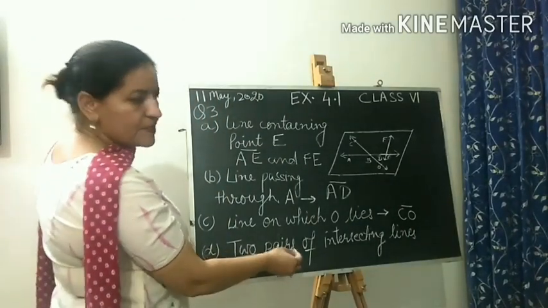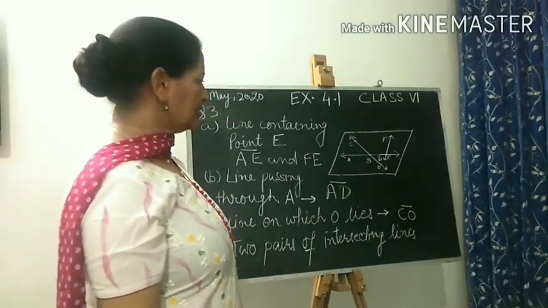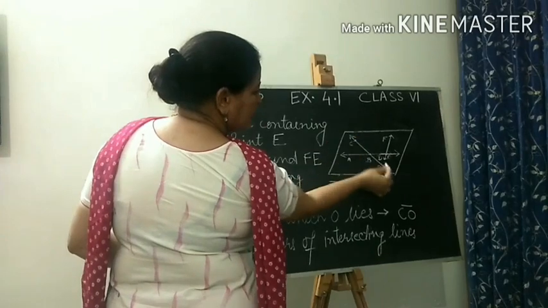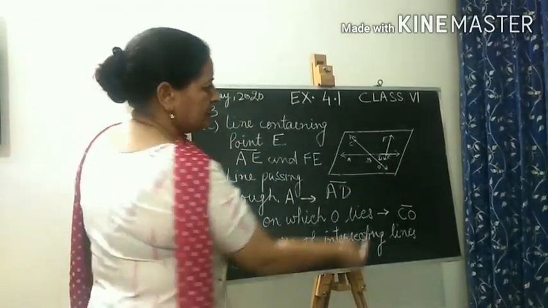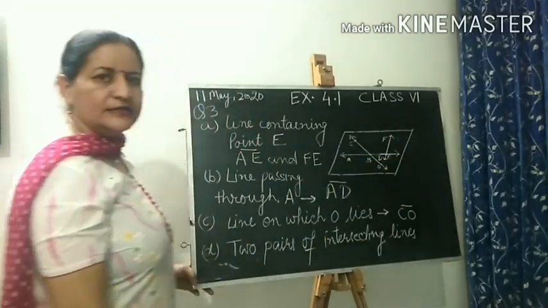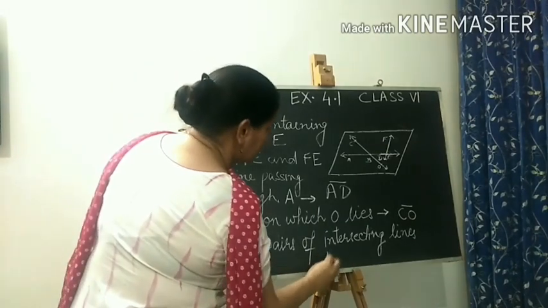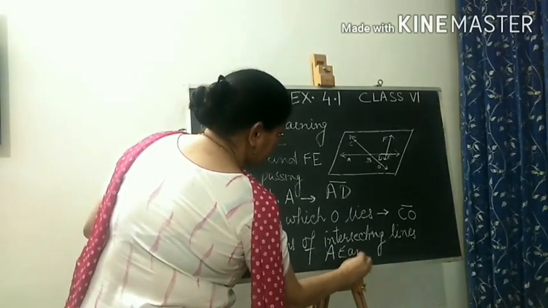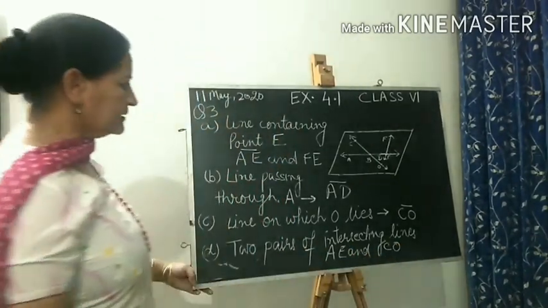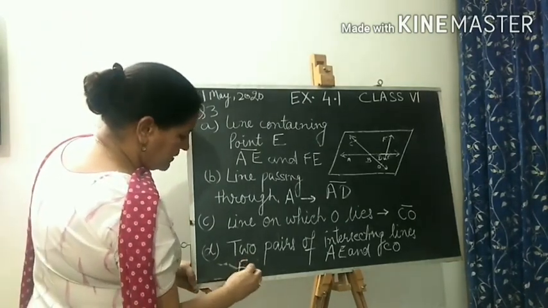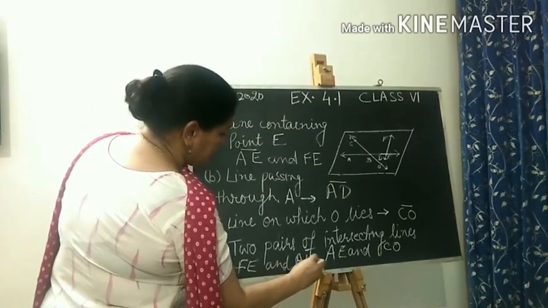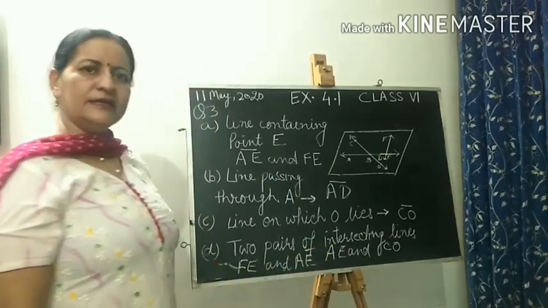We have to write two pairs of intersecting lines. Intersecting lines are the lines which cross each other. So here we can see AE and CO. These are intersecting lines. And AE and FE. These are intersecting lines. So we will write AE and CO, one pair, and another one is FE and AE. These are intersecting lines.